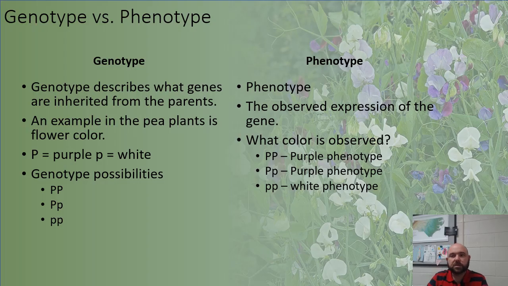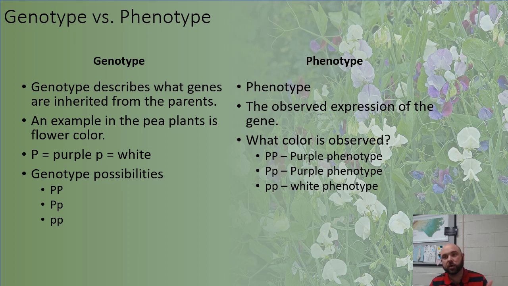And here we have the description of what we call genotype versus phenotype. So genotypes are what genes are actually inherited from the parents. So for the pea plant examples that Mendel did, if we call purple dominant and white recessive, then you can have three different genotype possibilities. You can have genes that are both the dominant purple genes. You can have one dominant purple gene and one white recessive gene, or you can have both of the genes be white recessive genes. Now, that is different from phenotype.